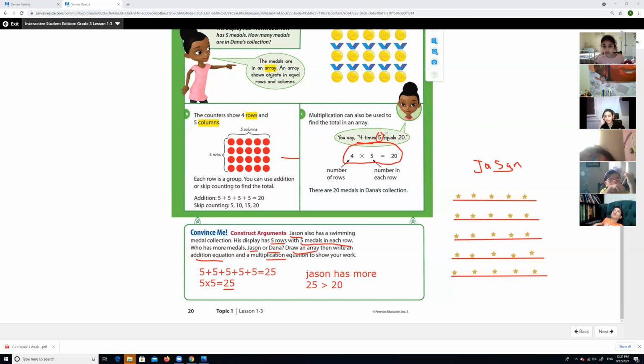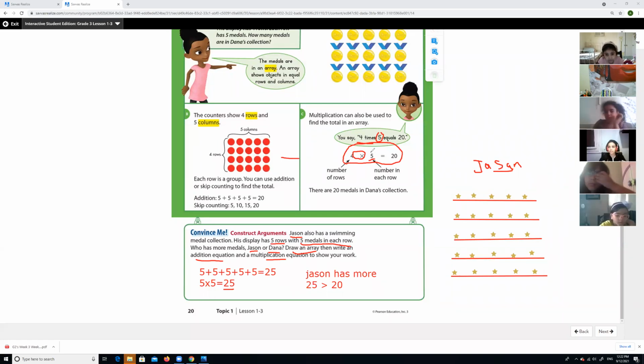Why? Because it will give me the answer. It says that 5 is repeated 4 times. Or I can skip count by 5 how many times? 4 times. That's why I like to read this sign as times, okay? You understand now why I say times? 4 times 5 means 5 is repeated how many times? 4 times. Also, it means I can skip count by 5 how many times? 4 times, okay? That's it for today.